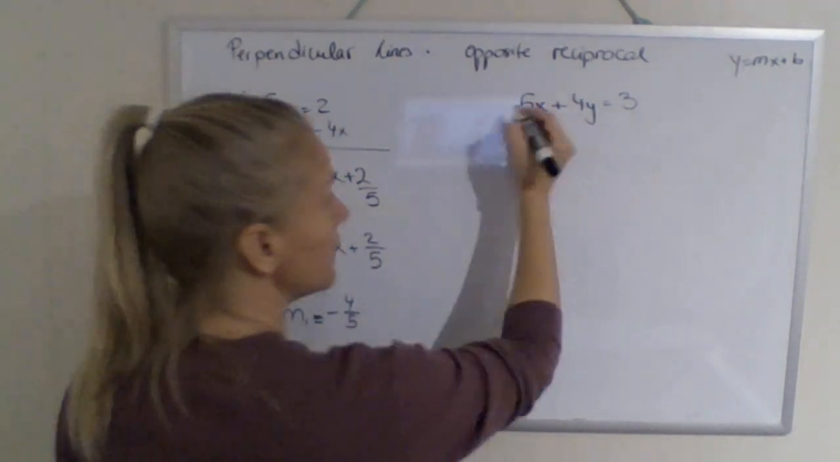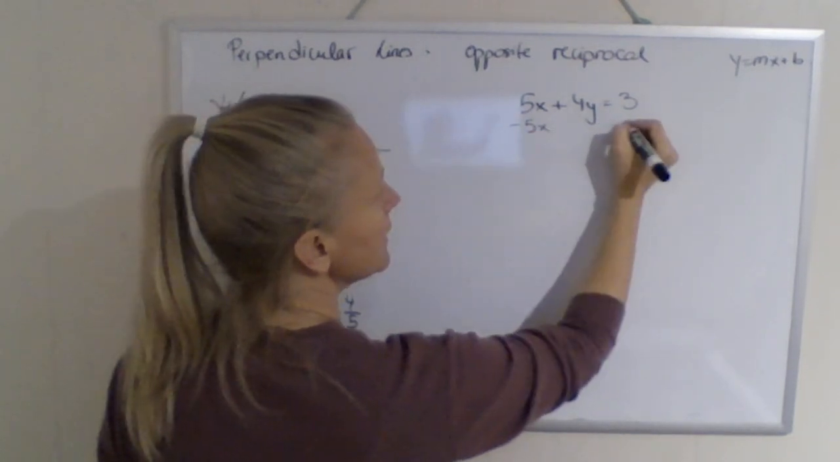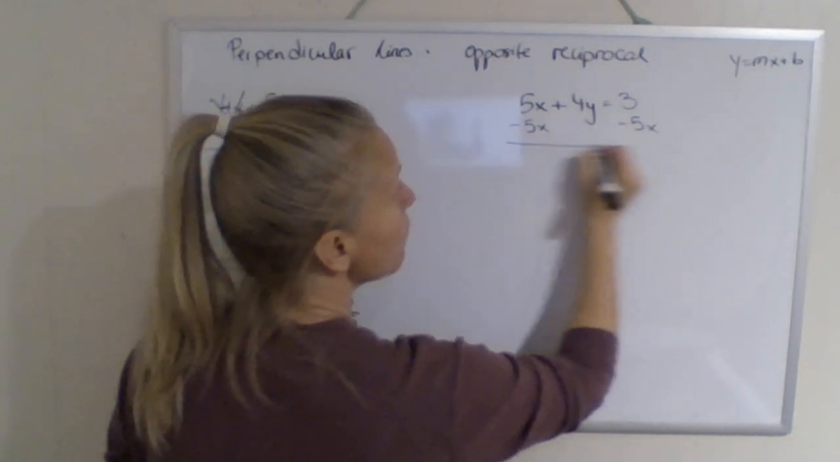Let's see what we get on this one. Again, minus 5x, minus 5x. I just need y alone.